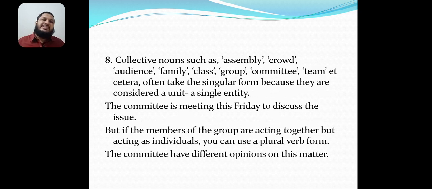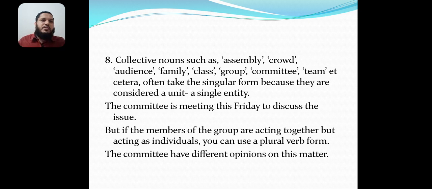Collective nouns such as assembly, crowd, audience, family, class, group, committee, team, etc. often take the singular form because they are considered a unit, a single entity. The committee is meeting this Friday to discuss the issue. All these collective nouns are often considered as a single entity, so they take a singular verb. But if the members of the group are not acting together but acting as individuals, you can use a plural verb form.